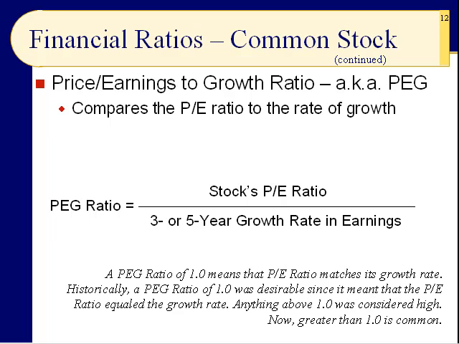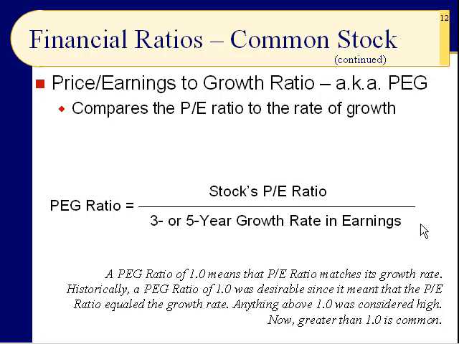Slide number 12. So here's that ratio we talked about that we haven't taken a look at yet. That's the PEG ratio. This compares the price to earnings ratio to the rate of growth. As we said, in the past, a company's PE should basically match their growth rate. That was the norm. So the PEG ratio basically puts that into a number. You take the PE ratio and then divide it by their growth rate, 3-year, 5-year, whatever. And if it comes out to be 1, that means that their PE ratio matches their growth rate. So that was desirable. It meant that the PE was equal to the growth rate.